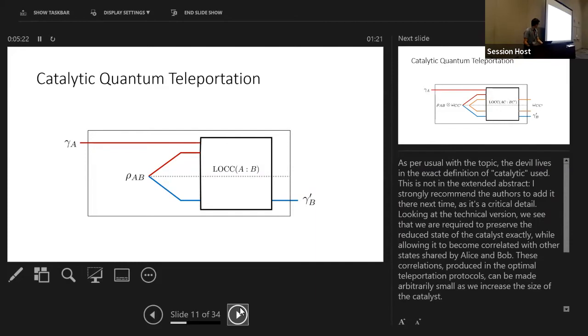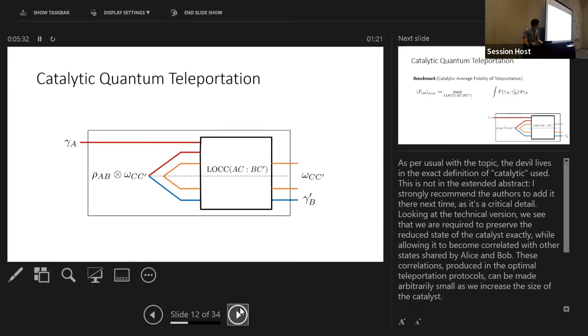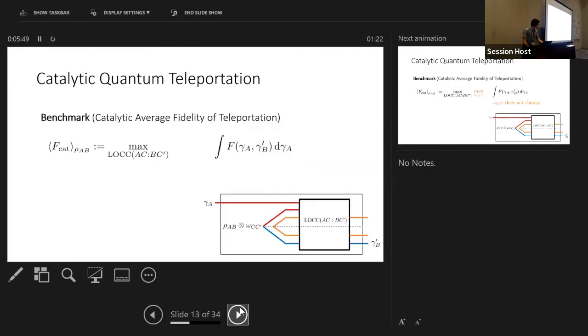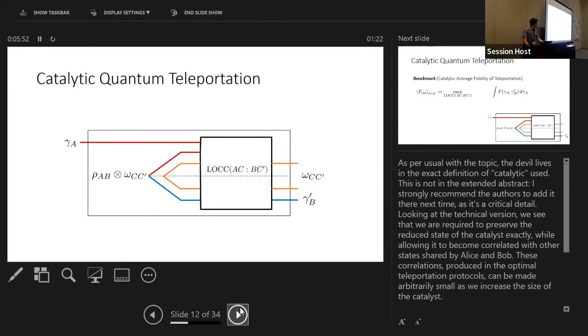So we have our teleportation protocol, and what I precisely mean by catalytic teleportation is the following. I assume that Alice and Bob now share an additional state. It's another bipartite state they share, and they can do whatever they want with that state. However, they are asked to leave the state exactly the same as they received it. This is very simple: it is just another state which comes into our protocol, and another set of constraints.